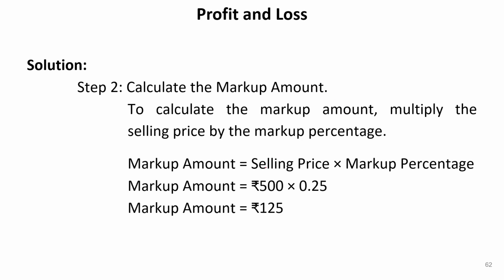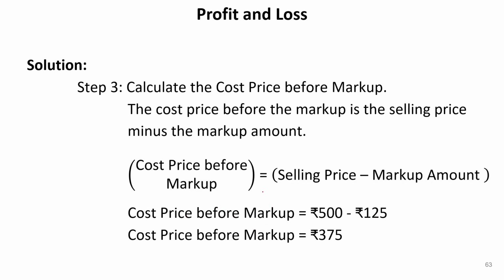Then calculating the markup amount. So markup amount will be what? 500 into 0.25, because markup amount is equal to what? Selling price into markup percentage. So it is given as 500 and it is given as 25%. In decimal form, 25% is 0.25. So markup amount became 125 rupees. So the cost price before markup is selling price minus markup amount. So it is 500 minus 125, that is equal to 375 rupees.